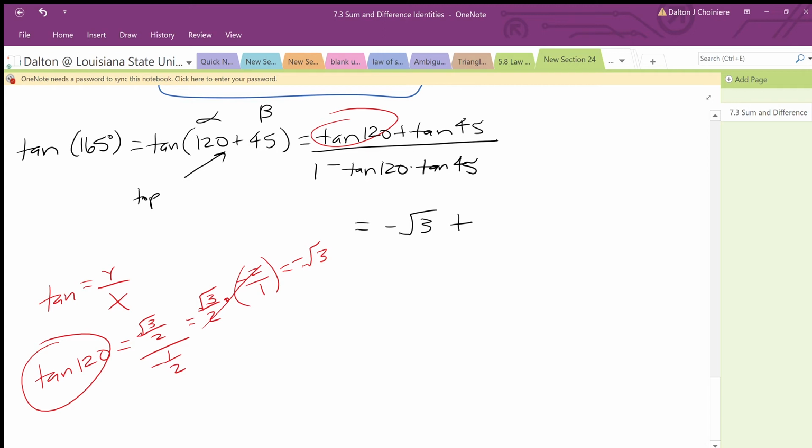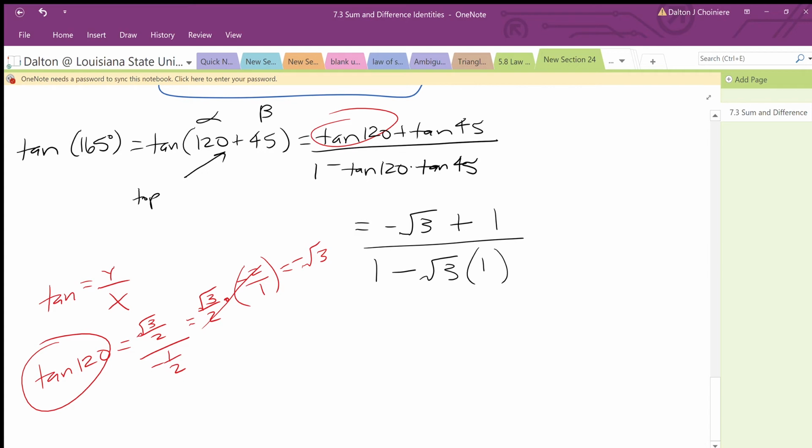I hope by now you know at 45 degrees is the square root of 2 over 2 over the square root of 2 over 2. The tangent of all of the 45-degree increments, the slope is always going to be 1, or negative 1 if you're in the second and fourth quadrants, over 1 minus, we already found the tangent of 120 to be negative square root of 3, times the tangent at 45, which we already discussed is 1.